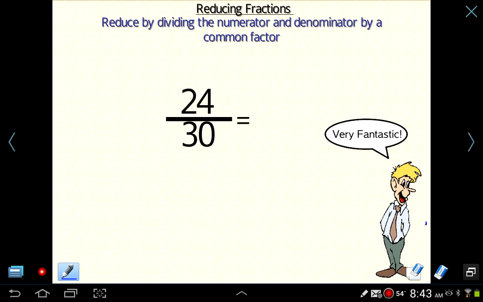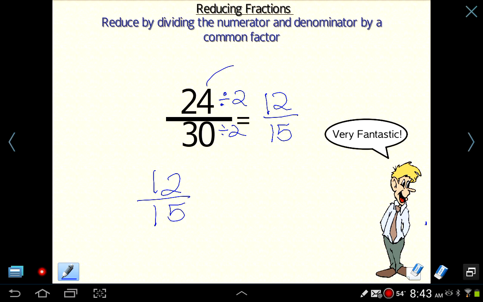But let's go ahead and just figure this out. So I'm going to divide by 2. I know that those are both even, so I can divide by 2. Now I know some of you are probably thinking, I can do this faster, but I'm just going to show you kind of a typical way of doing it. So I got 12/15. When I divided 24 by 2, I got 12. When I divided 30 by 2, I got 15.